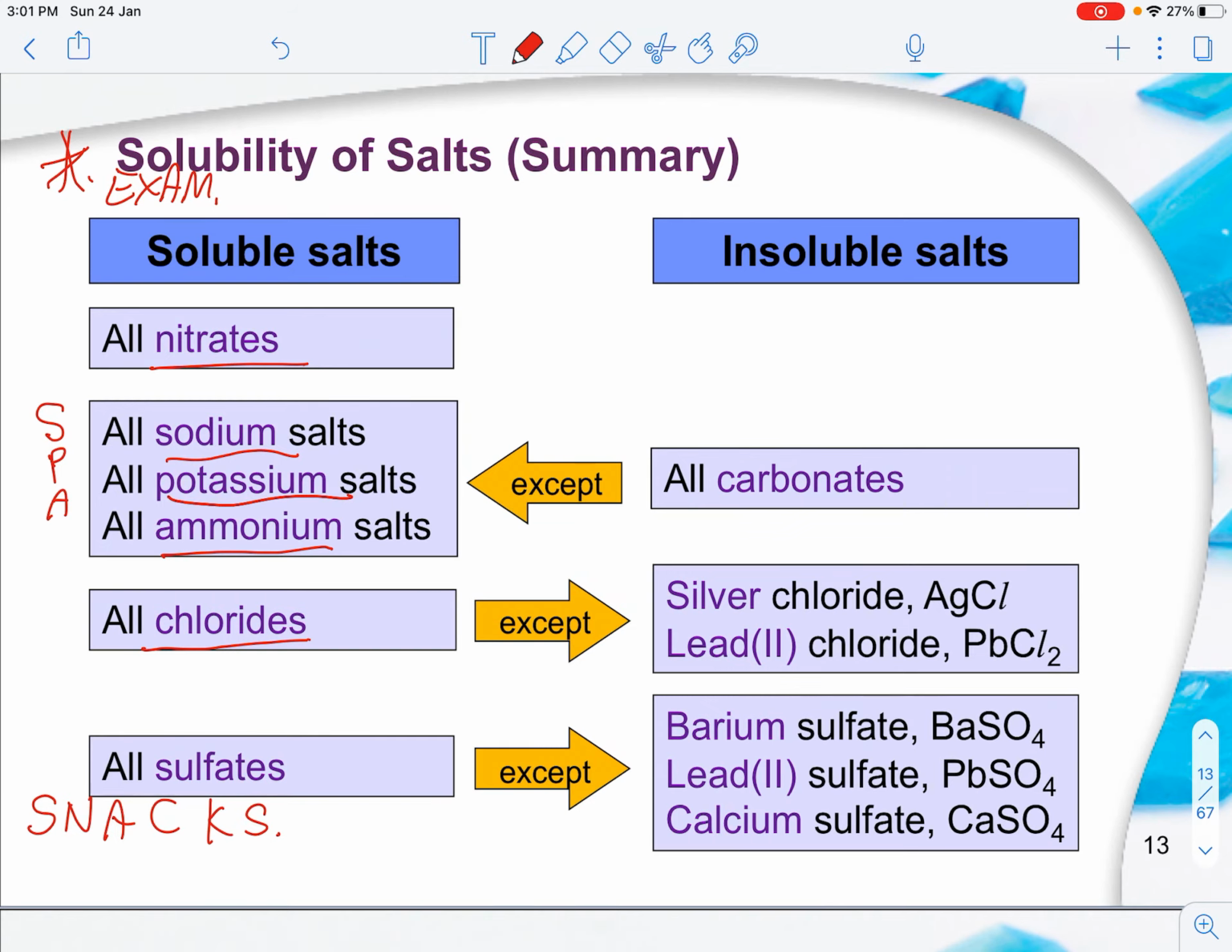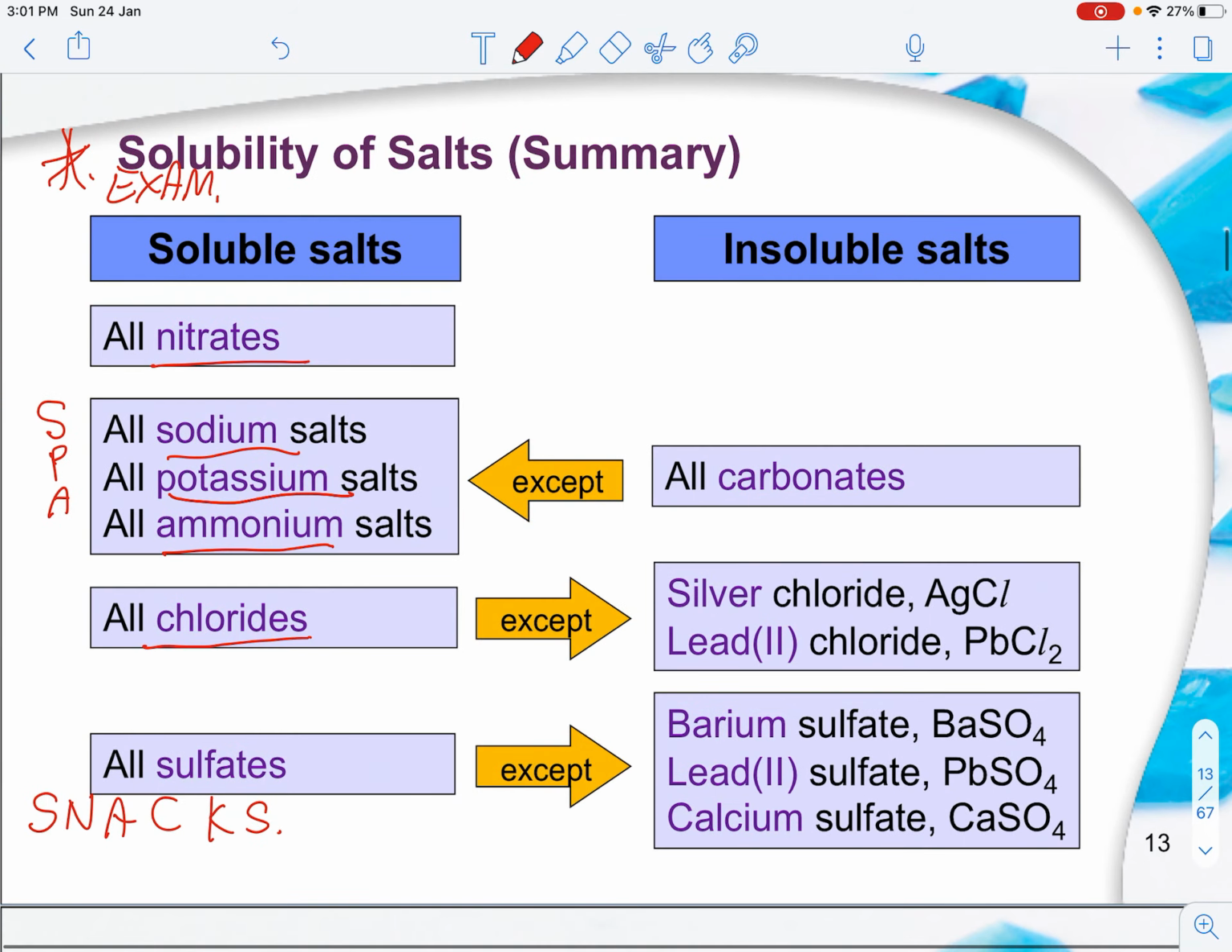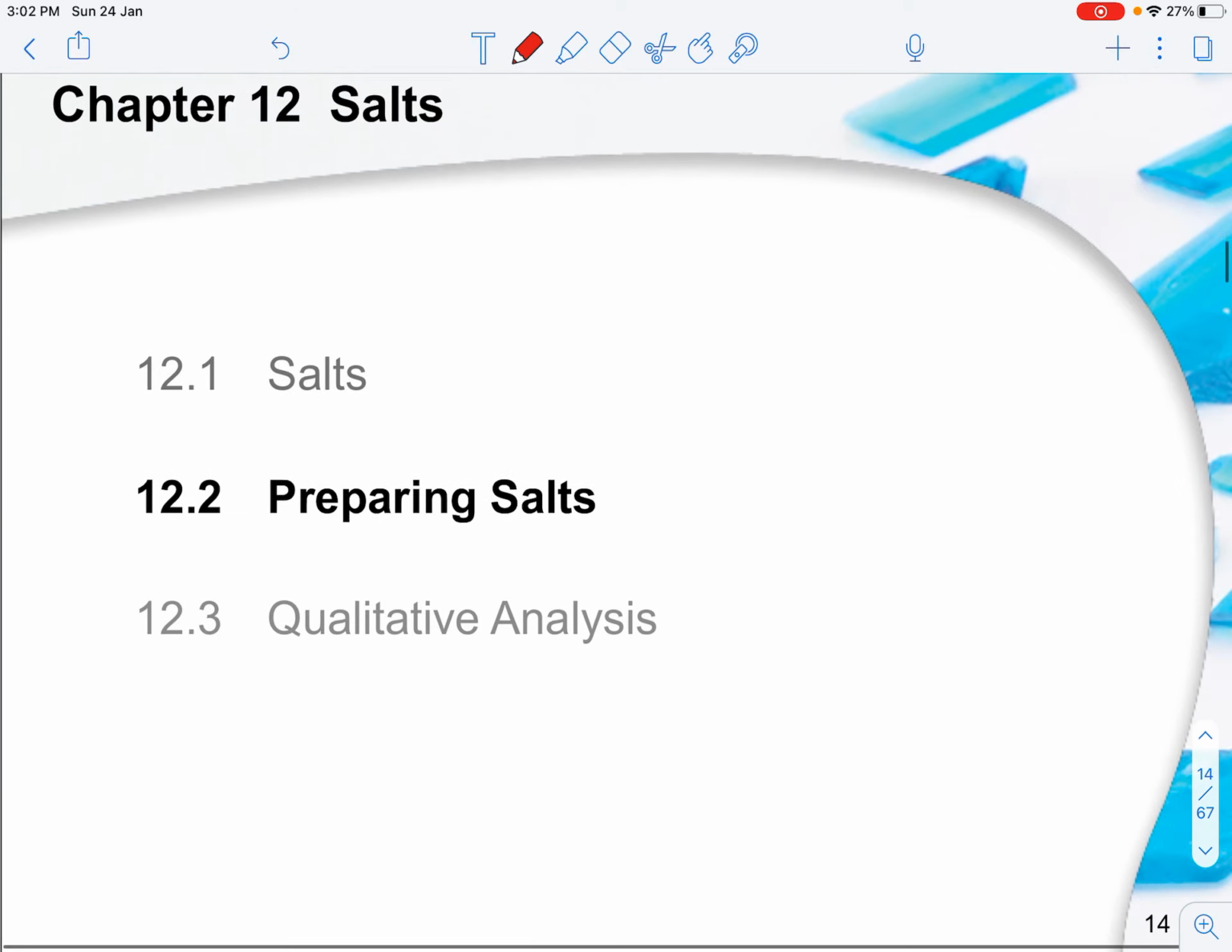Now, when we look at insoluble salts, you can remember it as your carbonates. Your carbonates tend to be insoluble. You have your silver chloride and lead chloride. This one you can remember as maybe your student leaders. Then of course, over here your barium sulfate, lead 2 sulfate, calcium sulfate, which is maybe CBL, like maybe challenge-based learning. So these are some acronyms that you can try to use to remember the insoluble salts.